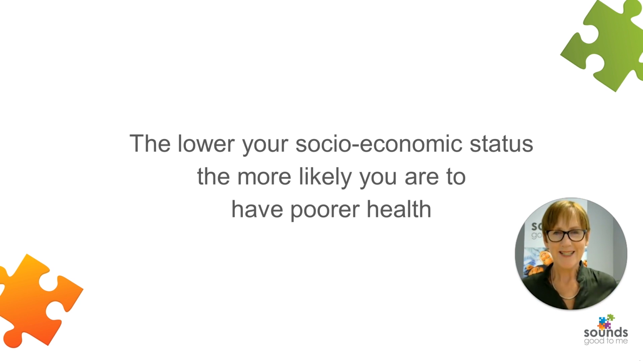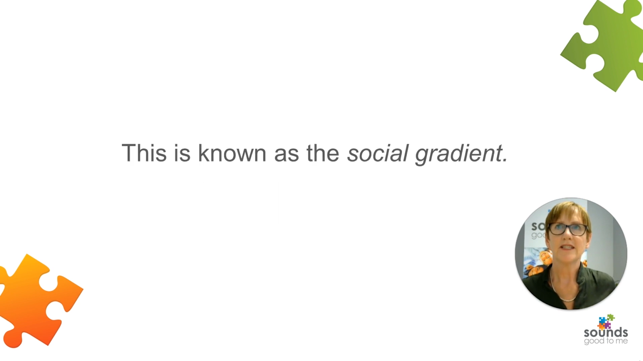So it won't come as any surprise to you, but the lower you are on the socioeconomic scale, the more likely you are to have poor health outcomes. So that's not really surprising, is it? And this is known as the social gradient.